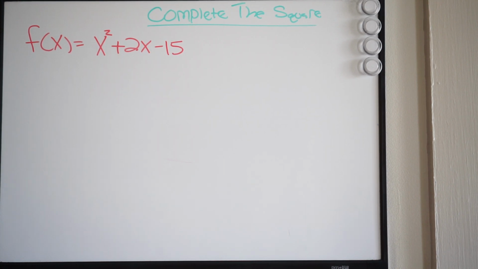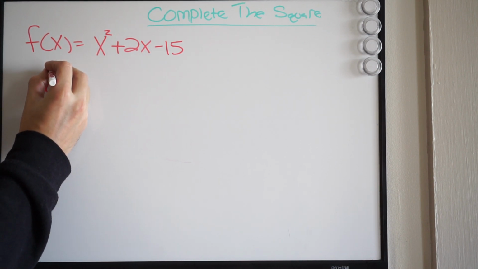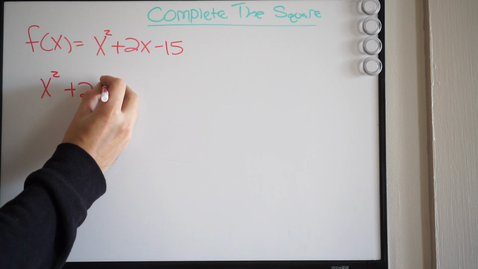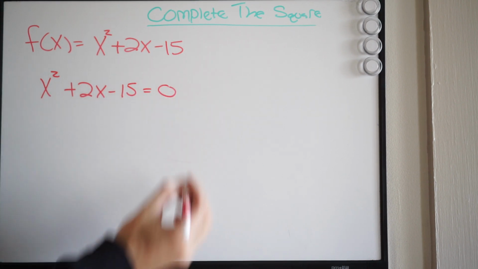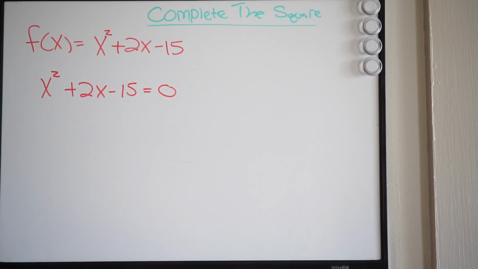So your first step when completing the square, you want to take your f of x and replace it with a 0. And then we'll be in a position to go ahead and solve by completing the square. Let's go ahead and rewrite this. So we're going to have x squared plus 2x minus 15 equal to 0. Again, when you complete the square, you're trying to find the zeros or the values where it's crossing the x-axis.